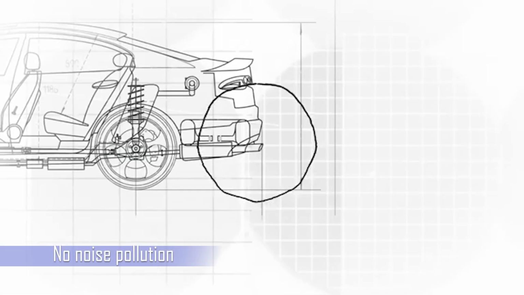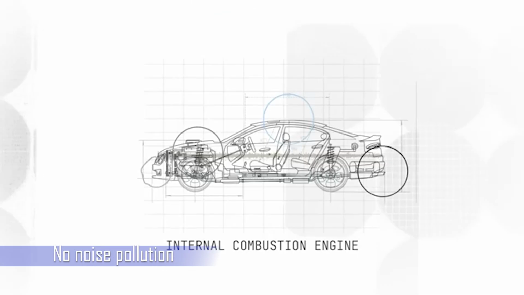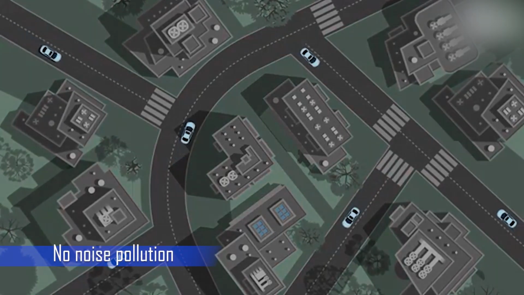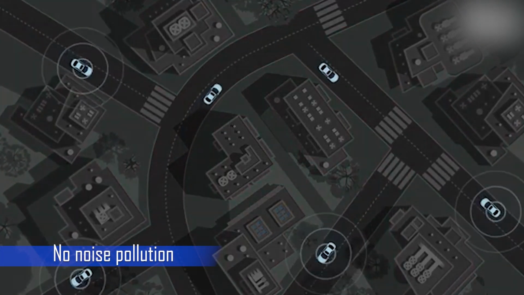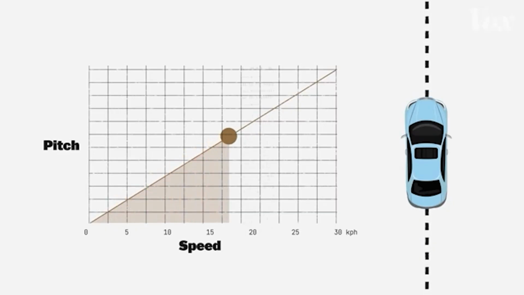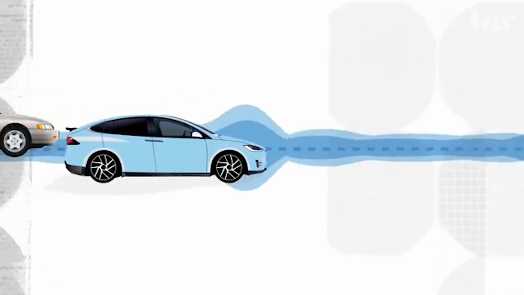Sixth, no noise pollution. Electric vehicles have this silent functioning capability as there is no engine under the hood. No engine means no noise. The electric motor functions so silently that you need to peek into your instrument panel to check if it is on. Electric vehicles are so silent that manufacturers have to add false sound to make them safe for pedestrians.